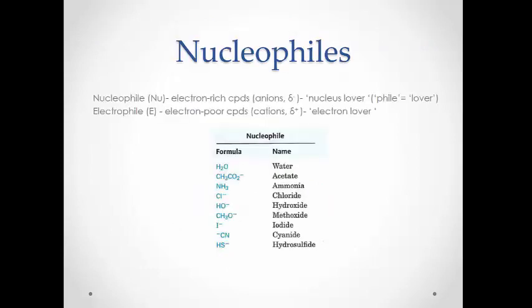Okay, so nucleophiles are electron-rich compounds, so they have your delta negative charge on them, and electrophiles are your delta positives. Some examples of nucleophiles: water can act as a nucleophile, acetate, ammonia, chloride, hydroxide, methoxide, iodide, cyanide, and hydrosulfide. So you can see they all have negative aspects to the compounds. So they're a nice set of nucleophiles.